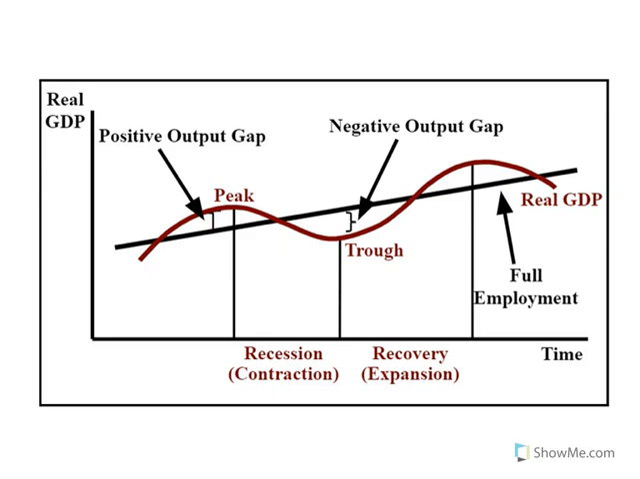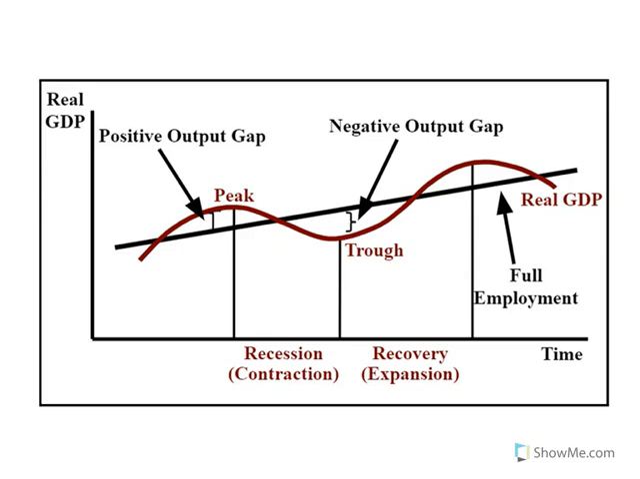Because what macro really is trying to do is to stabilize this cycle. So you see the dark red squiggly line here. Those are the short run fluctuations in the economy. The black line that is going up is full employment, long run equilibrium. And so we want that black line to increase, because when it's doing that, long run real GDP, full employment output, is increasing. So that's economic growth. So we want that line to be increasing over time.